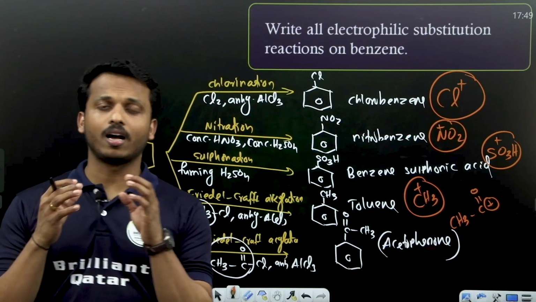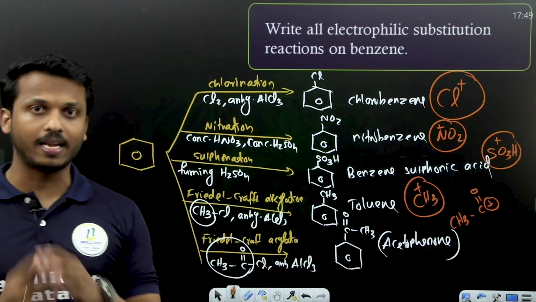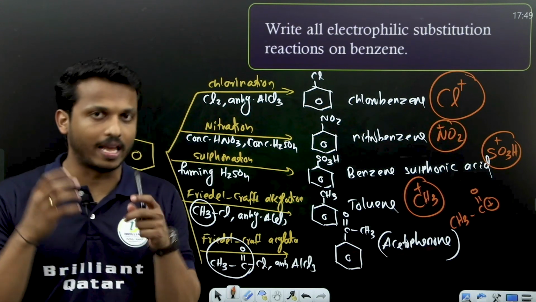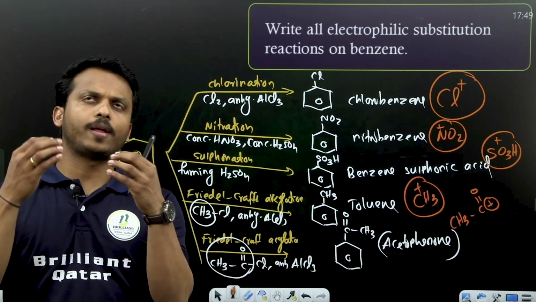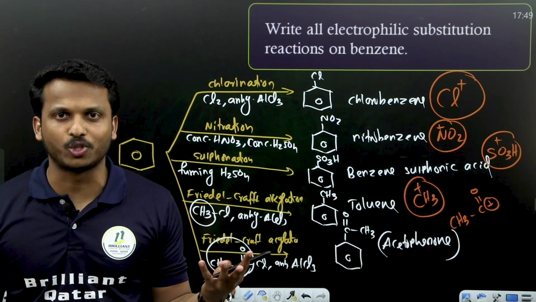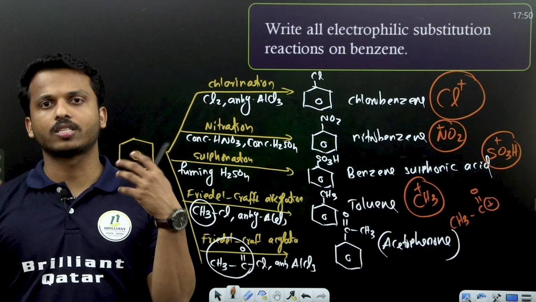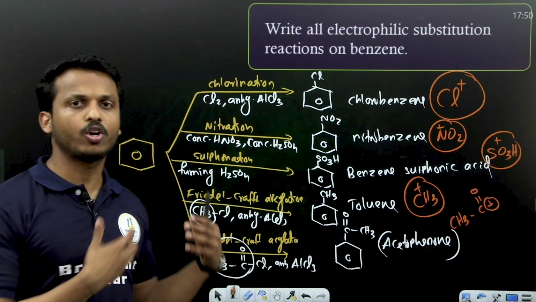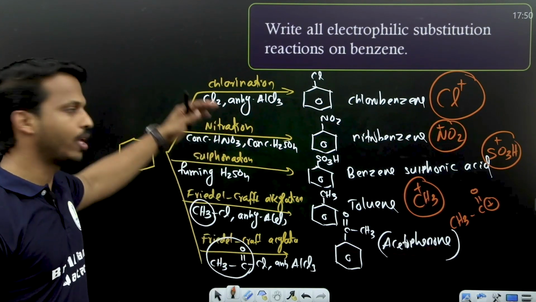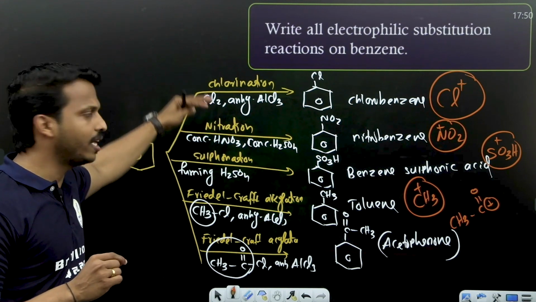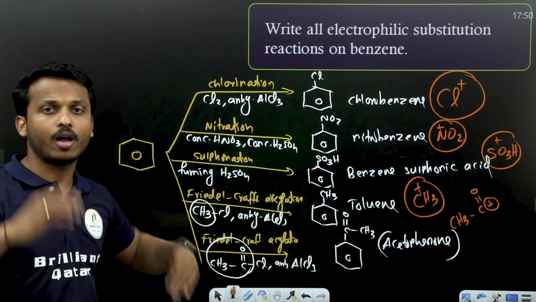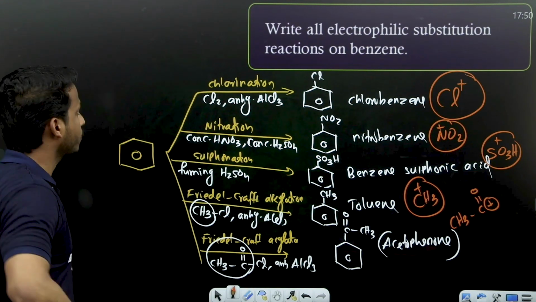So these are the reactions we have to study in detail. Study like this: if I want to bring a chlorine on benzene, what should I choose? If I want to bring a nitro group, what is the reagent? If you want to bring in sulfonic acid, what's the reagent? If I want to make toluene, what's the reagent? So dear all, just pause the video, study the reagents and the products. Okay. Now continue to the next question.